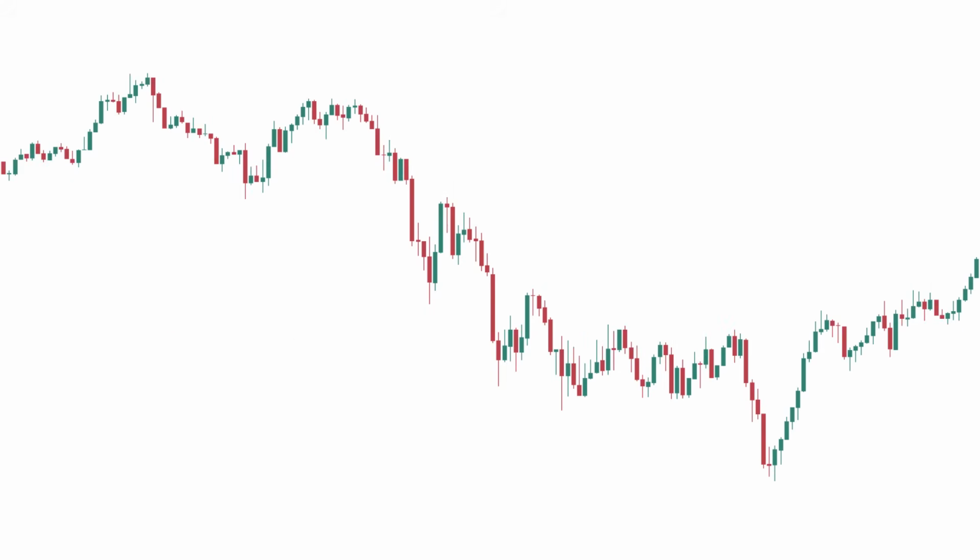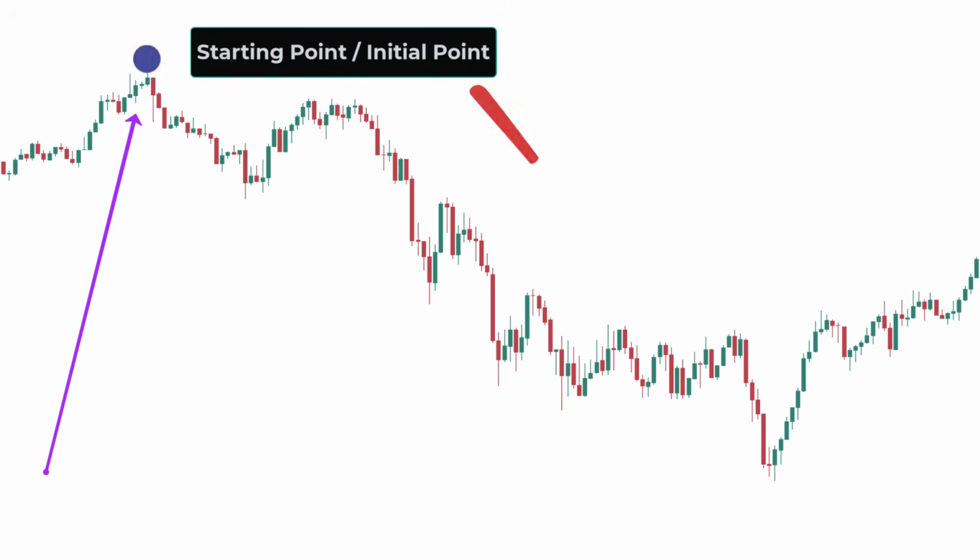Now let's begin with this chart example. Here, the market moved all the way up to this high and then started a bearish movement. That means the starting point, or the initial point of this entire bearish wave, is this high. This is your first step of structure marking. Identify and mark this as your starting point. After that, look through the entire wave and try to find the first retracement.